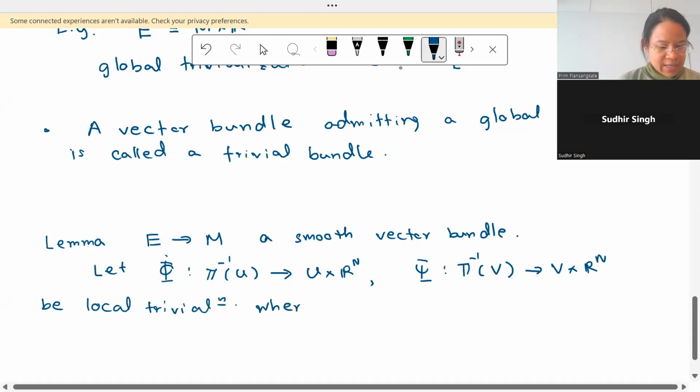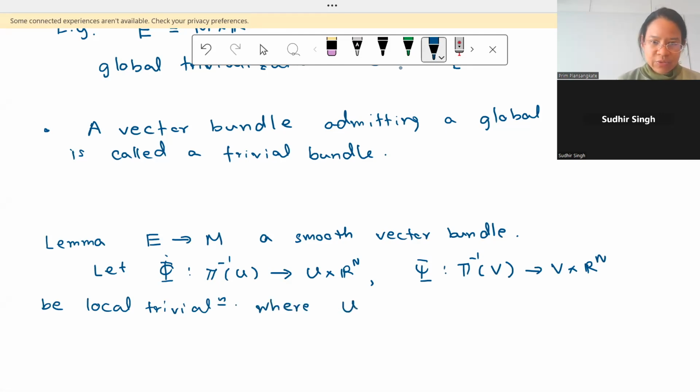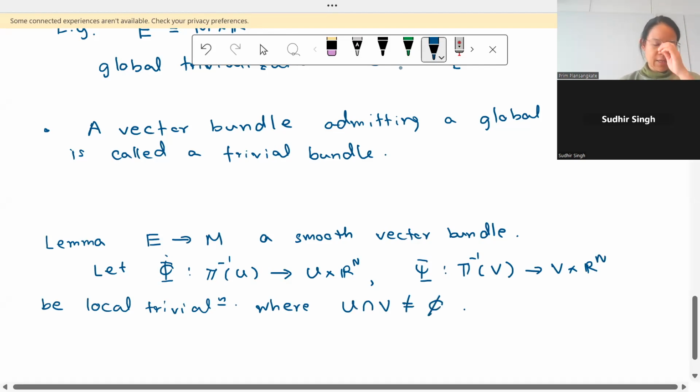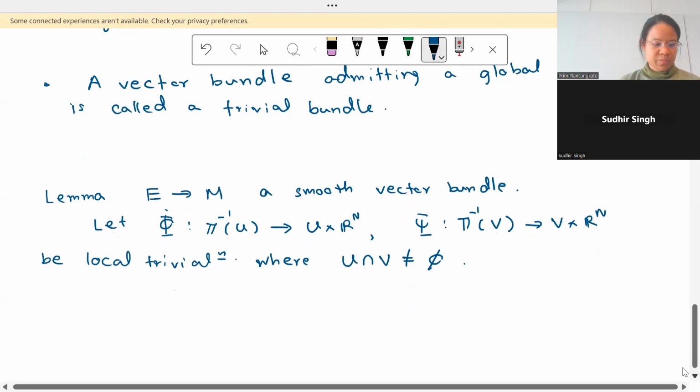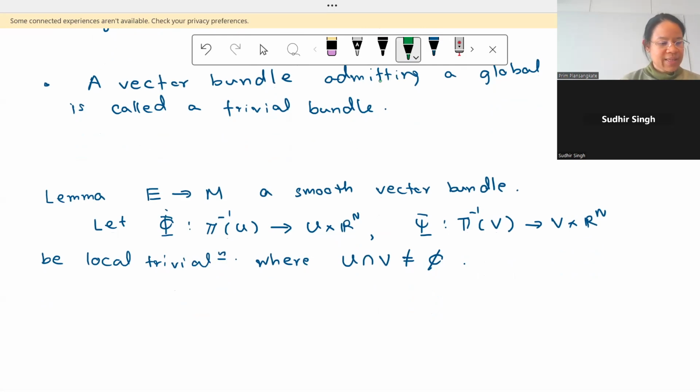Where, and we assume that the intersection is non-empty. Okay. Then, in the overlapping region, let me just write down a bit before writing properly. I think I have to draw pictures. So maybe let me finish the lemma and I'll draw a picture to explain.